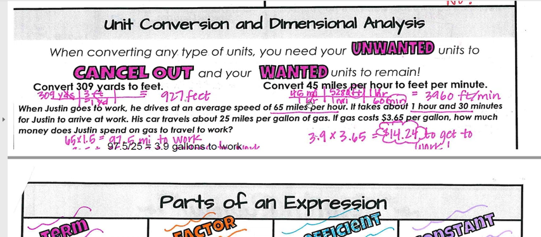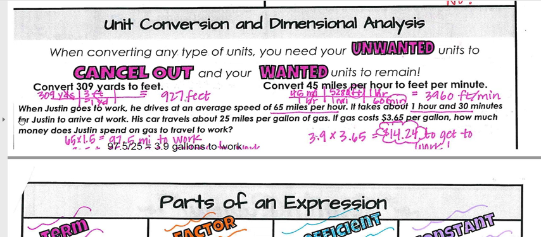With my hours, they were in the denominator, so they need to be in the numerator so that they cancel. And I know that there are 60 minutes in 1 hour. So I've gone from miles to feet, hours to minute, and we just multiply straight across. So 45 times 5,280, we get that answer, and then we divide by 60. My final result is 3,960 feet per minute.